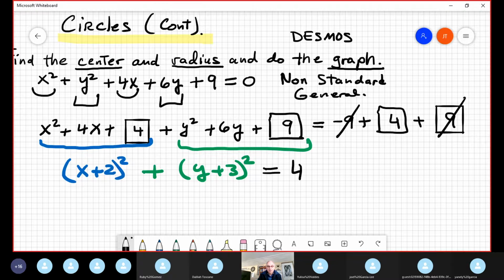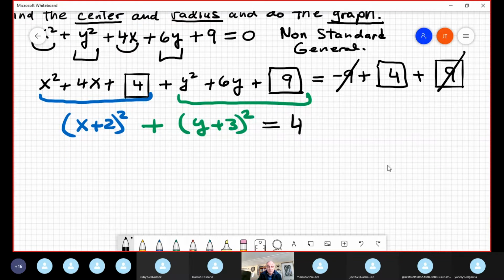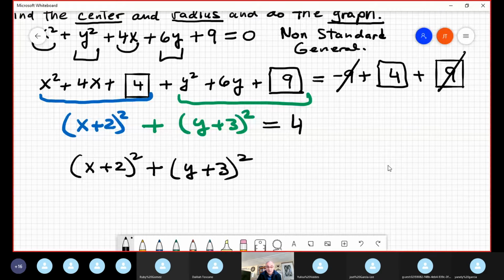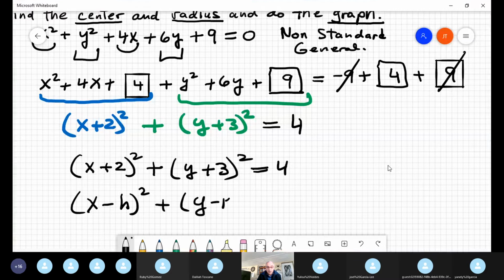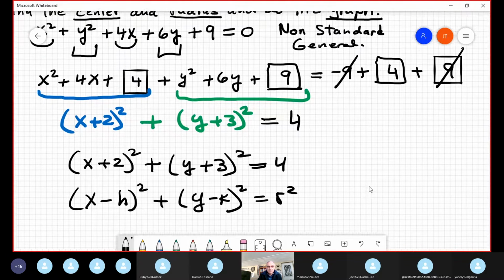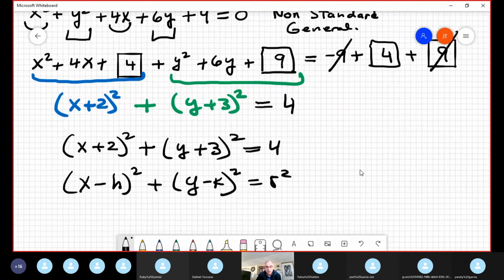Okay, let me copy now my new equation, which by the way is equivalent to the original, but now it's expressed in standard form. Remember, the standard form is something like: x minus h squared plus y minus k squared equals r squared. This is in general. In particular, in our example it is x plus 2 squared plus y plus 3 squared equals 4.